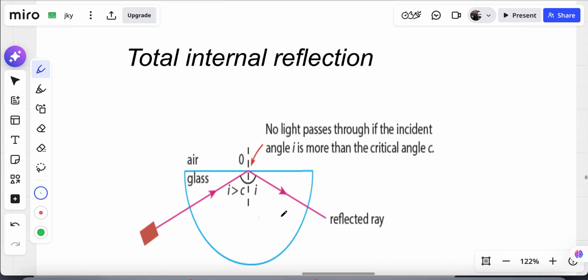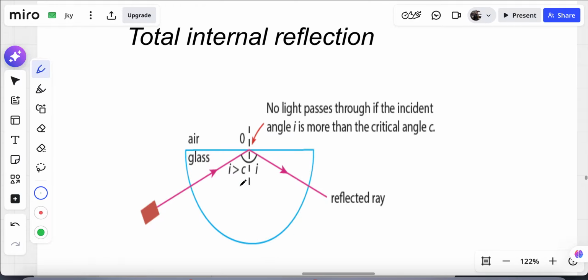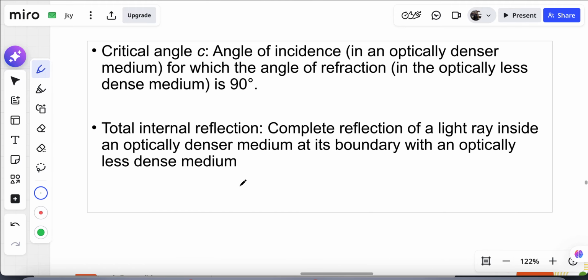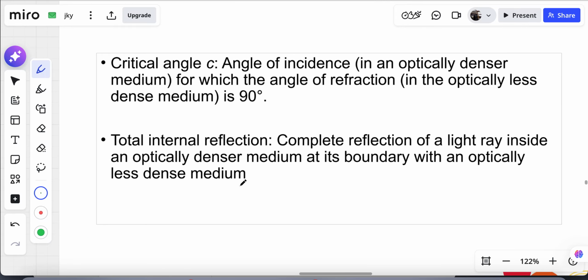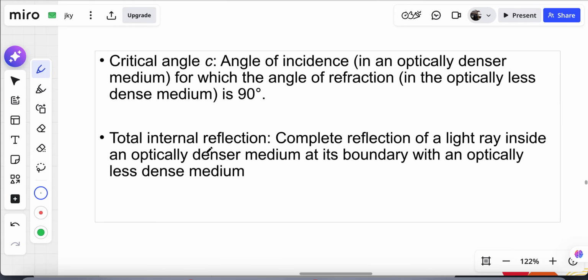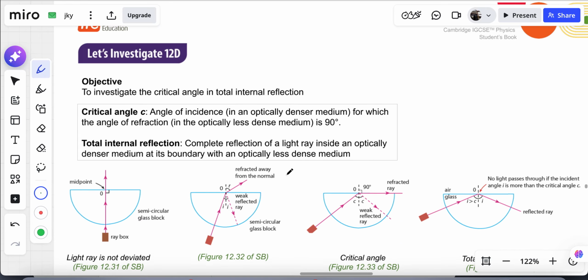So if you want to define total internal reflection, this is when a ray of light is traveling from an optically denser medium to an optically less dense medium, and the angle of incidence for which all the rays are reflected back in the same medium is called total internal reflection. Okay, we hope you get this. The definitions are here for critical angle and for total internal reflection. You pause the video and look at the definition. I've already explained the definition.